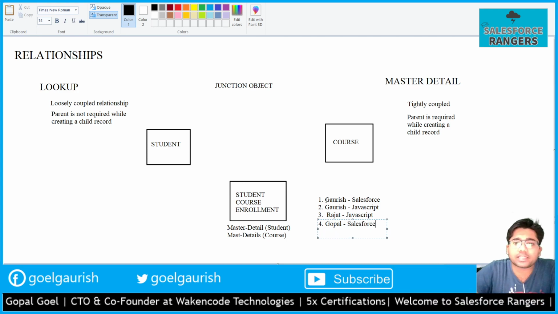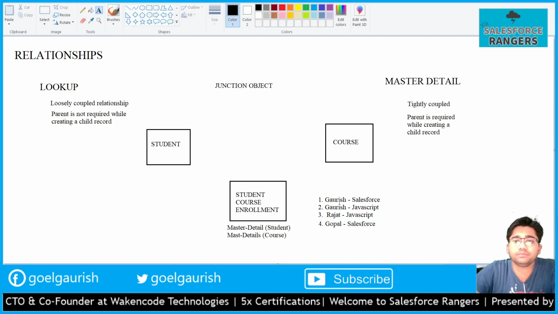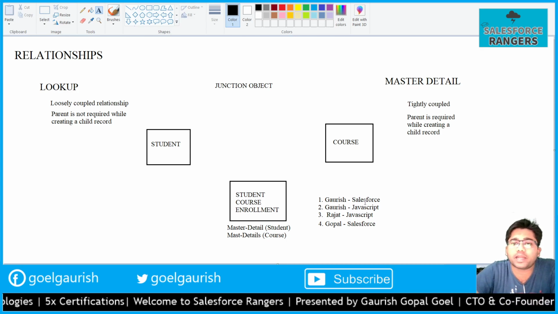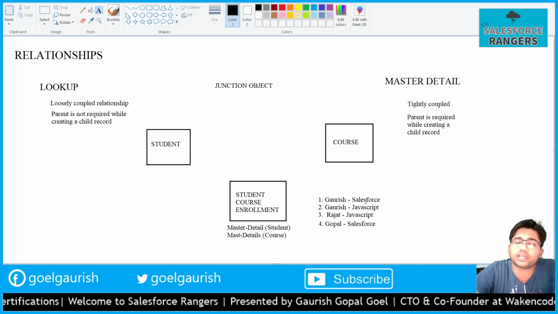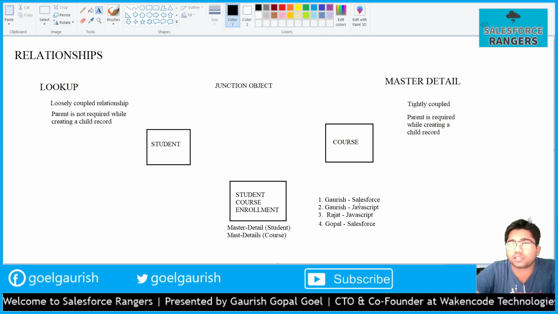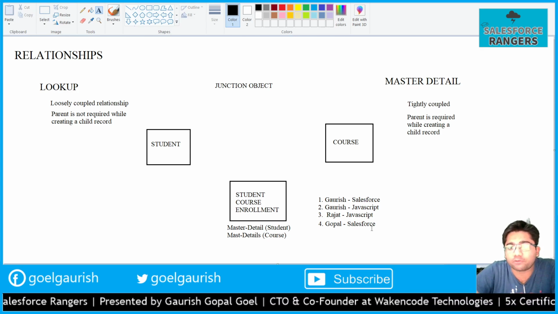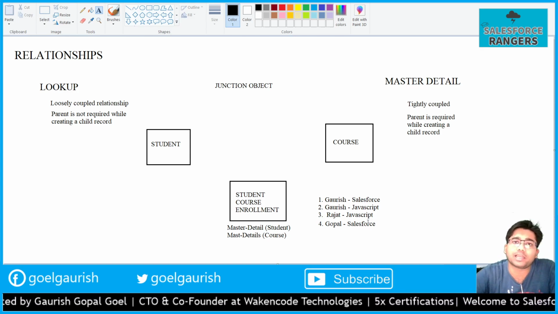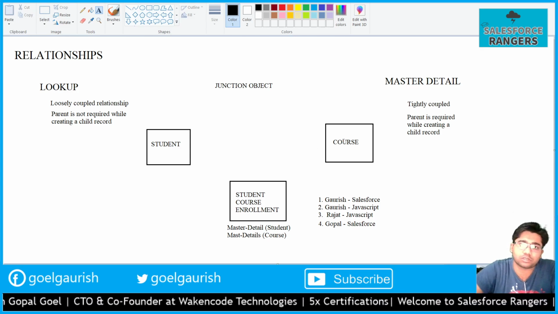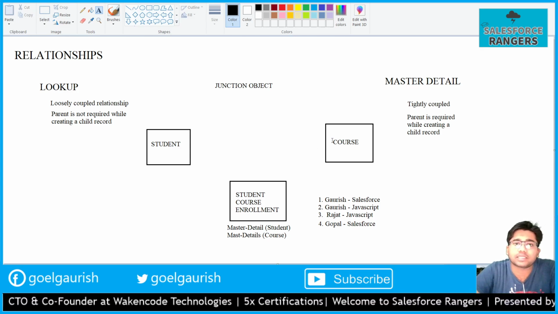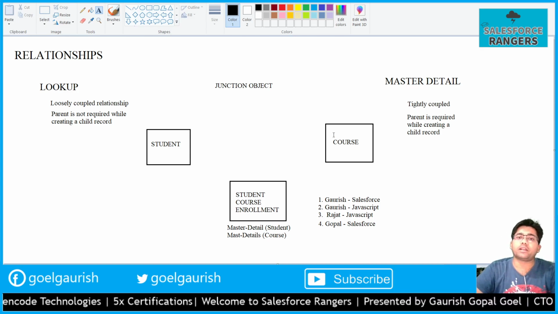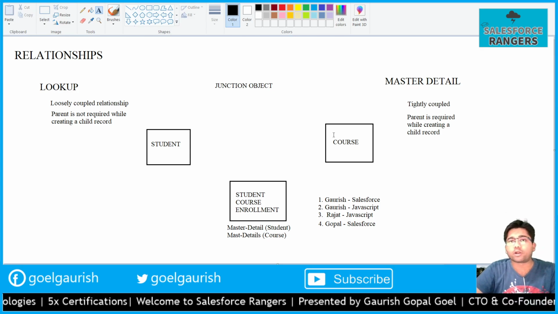So we can see that Gaurish is having more than one course here, Salesforce and JavaScript. And JavaScript and Salesforce, both of these courses are having more than one student enrolled. In that way, with the help of these four records, my system will know that there is a many to many relationship between student and course objects. So that's the concept of junction object here in Salesforce, which is quite important while we are doing the data modeling of our application.